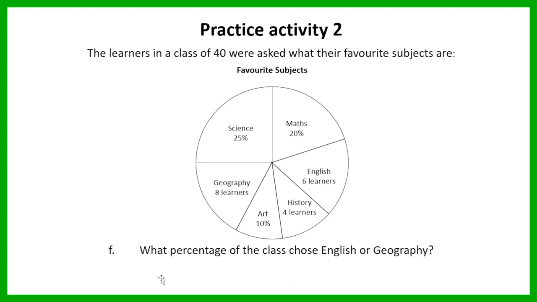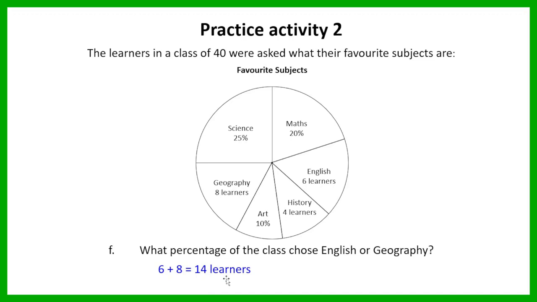Then question F, what percentage of the class chose English or geography? If you're being asked something like this, you have to add them, because if somebody chose English or geography, we have to count them. We look at our English learners, that is 6, and our geography learners, that is 8. If I add them, 6 plus 8, that gives me 14 learners that chose either English or geography.